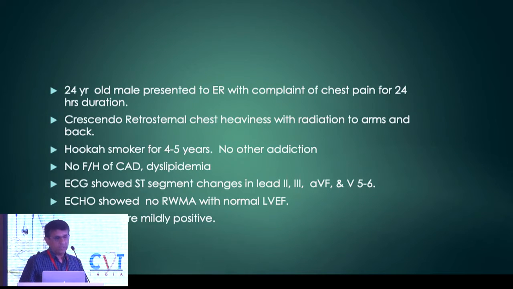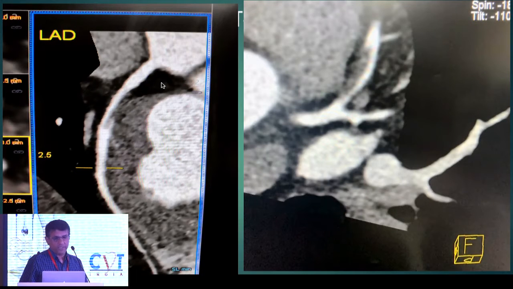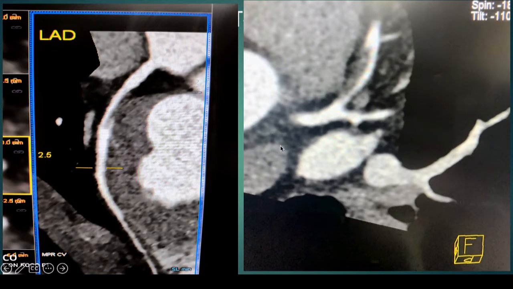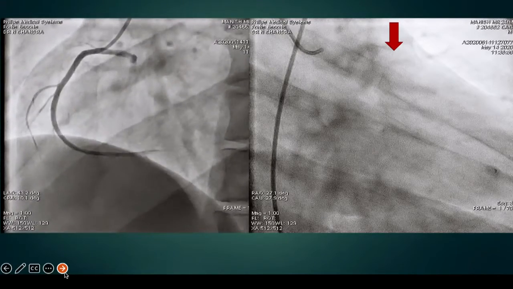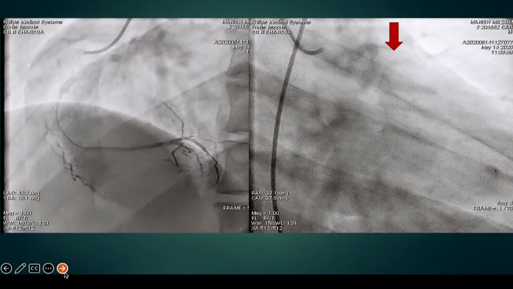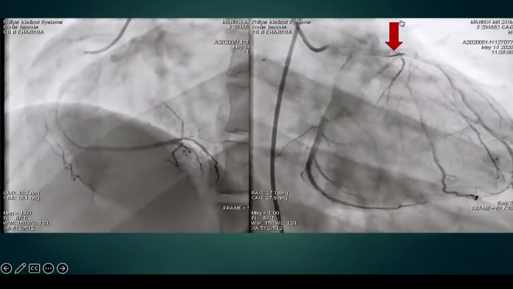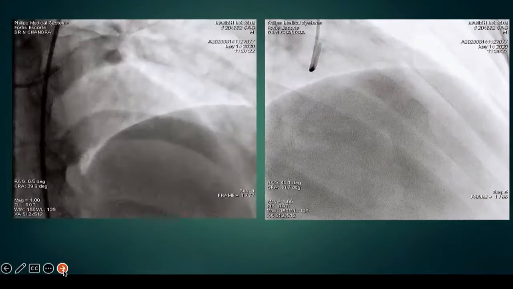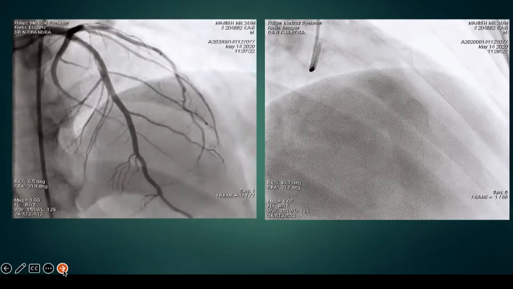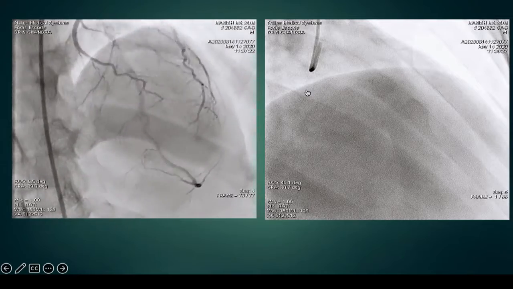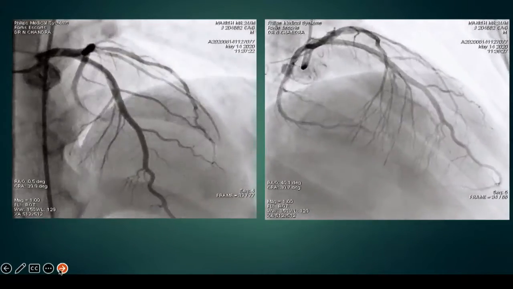He was just 24 years. So we resisted the temptation to take him straight to the cath lab. We instead did a CT angio, and to our surprise, we found a filling defect in the proximal LAD. So with this CT angio report, we then took him to the cath lab, and we found a pristine looking RCA corresponding to his age. And you can see there is a filling defect in the proximal LAD, which corresponded to the CT findings.